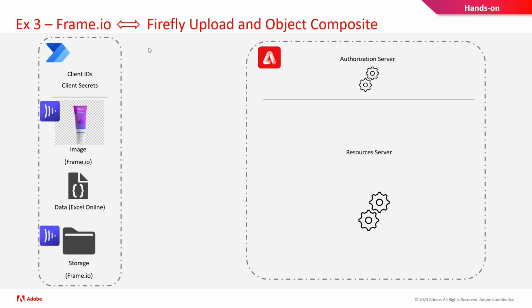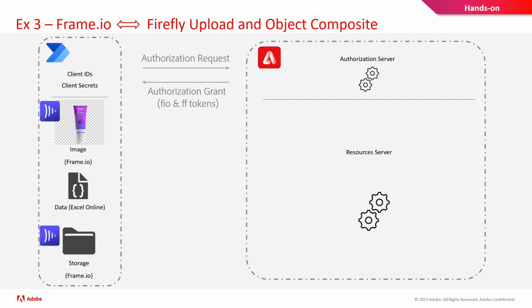So what we are going to do today is build on what we've learned from the previous exercise. We still have to call these APIs, but this time, instead of just calling the APIs from Firefly, because we are going to work in conjunction with Frame.io, we are going to get the tokens for both Firefly as well as Frame.io.